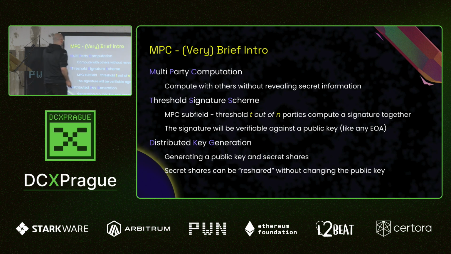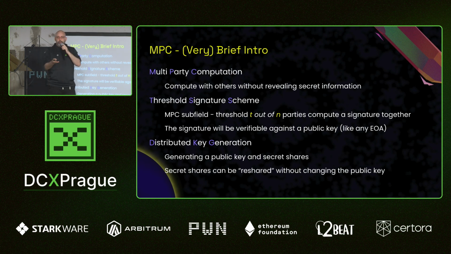In Web3, MPC is usually used in the context of TSS, Threshold Signature Scheme. So TSS means that you have a threshold T out of the number N of parties that can compute a signature together. What that means is, me and two other people will all have our own secret share. And let's say the threshold is 2 out of 3. So 2 of us will be able to generate a signature together for a specific public key. So that's TSS.